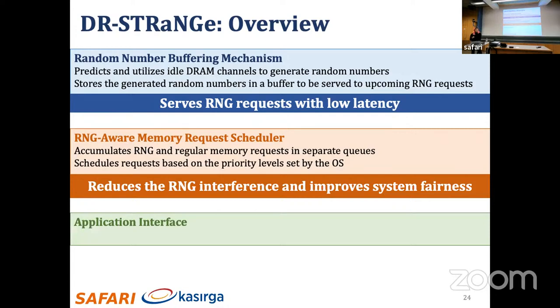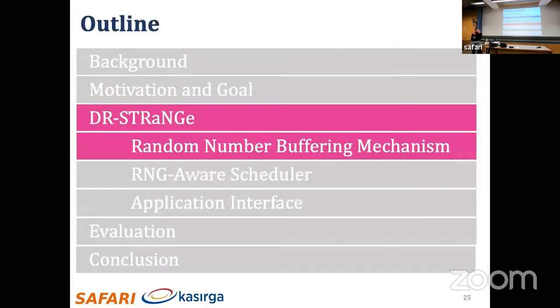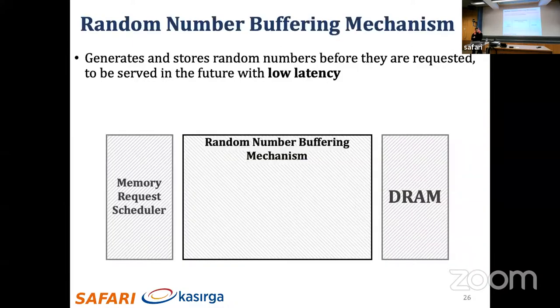The third component is the application interface. It exposes a secure interface to applications that use random numbers, and this completes the end-to-end system design and ensures security. I will explain how the random number buffering mechanism works next.